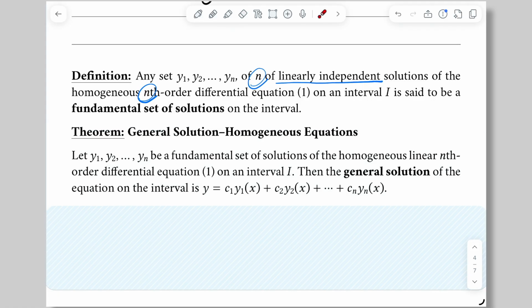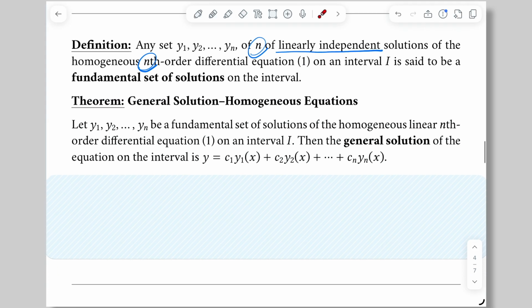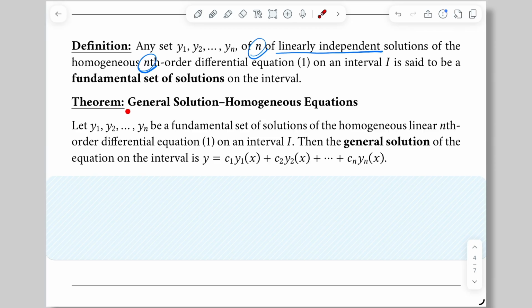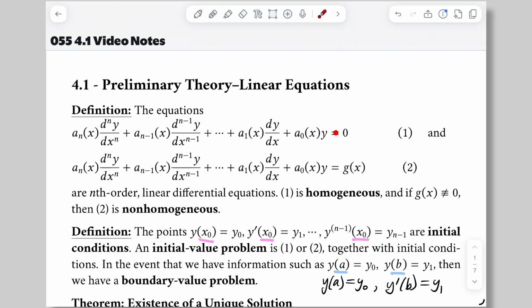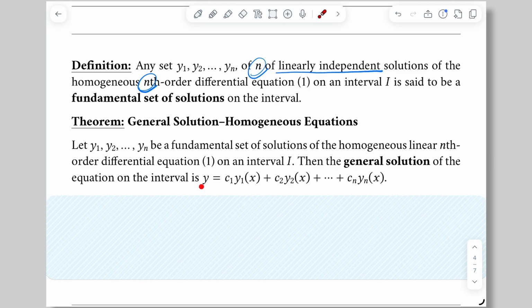We're going to close this one out by presenting a theorem that combines these two concepts. The general solution for a homogeneous equation. If y1 through yn are a fundamental set of solutions of the homogeneous nth order differential equation, we're referencing equation 1, which was the first one at the very beginning of this video where the right-hand side was equal to 0. Then the general solution is y equals c1 y1 of x plus c2 y2 of x plus all the way through cn yn of x.